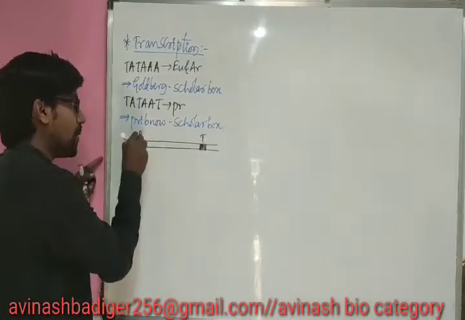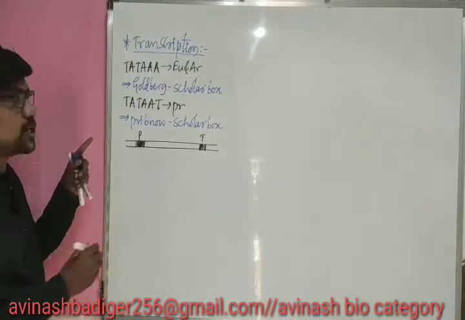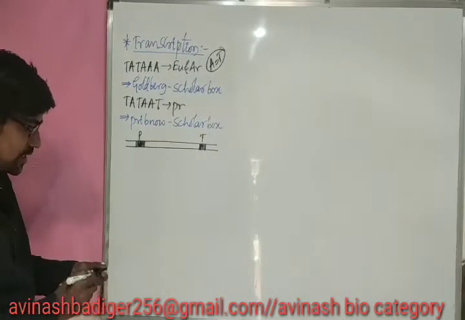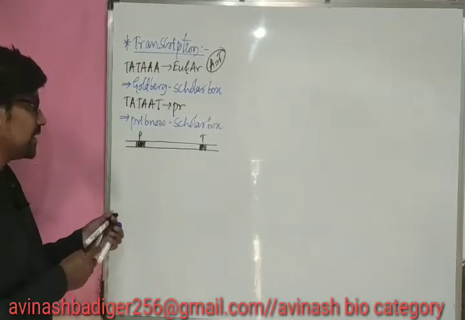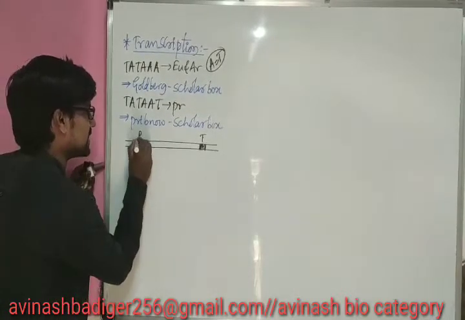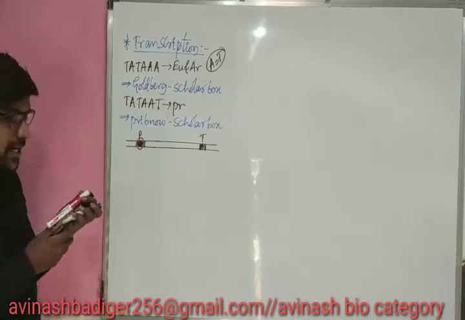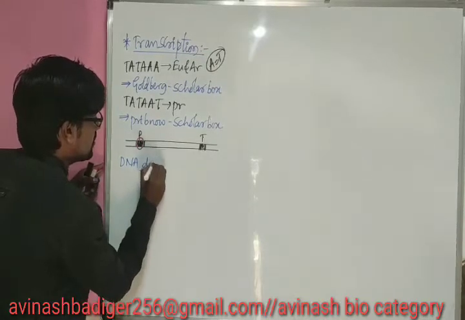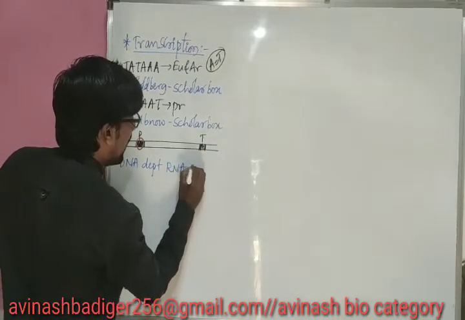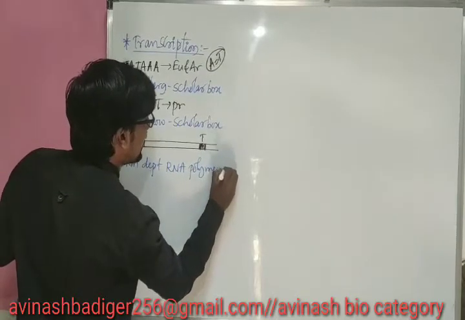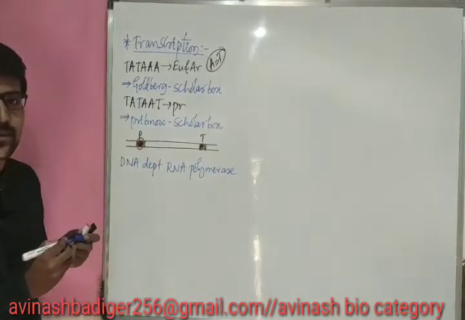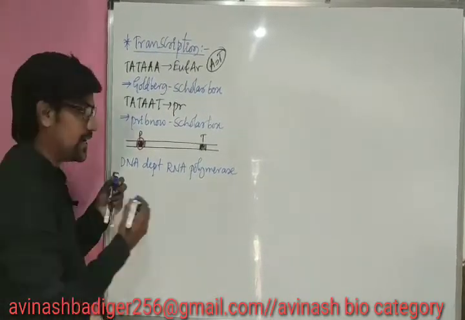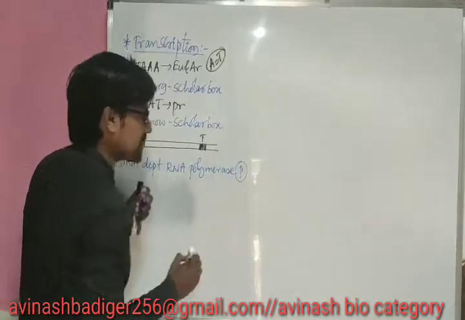Now imagine that in the promoter region the AT rich box is present here, the adenine and thymine rich box. Now the enzyme is going to recognize it. The special enzyme recognizing these sequences is the DNA dependent RNA polymerase enzyme. Let me write the enzyme name: DNA dependent RNA polymerase enzyme. This enzyme recognizes the promoter sequence with the help of the sigma factor. In prokaryotes, only one enzyme is present.